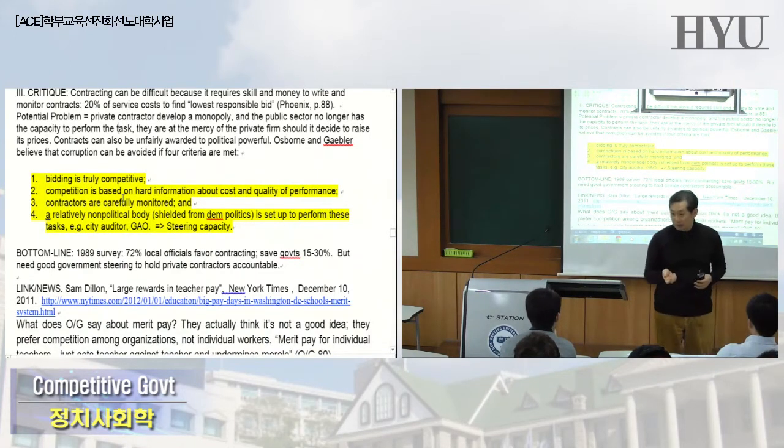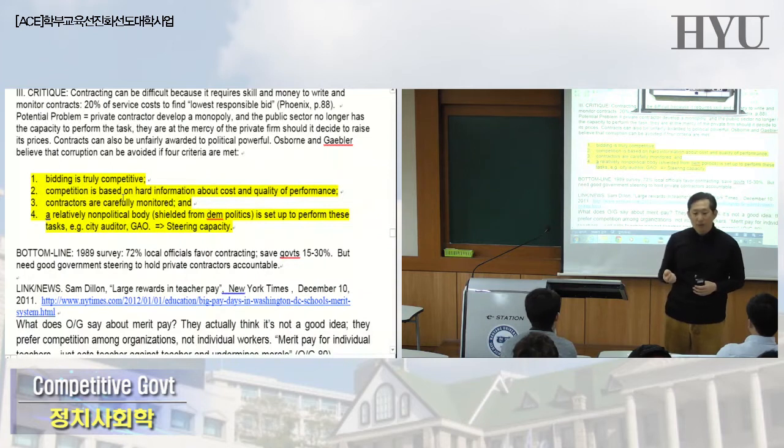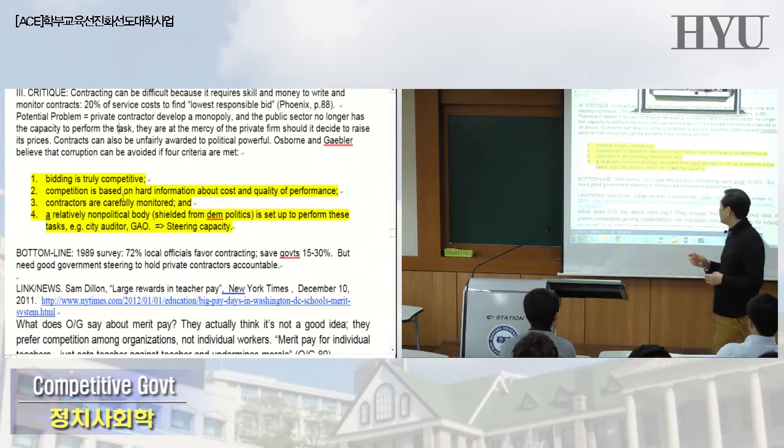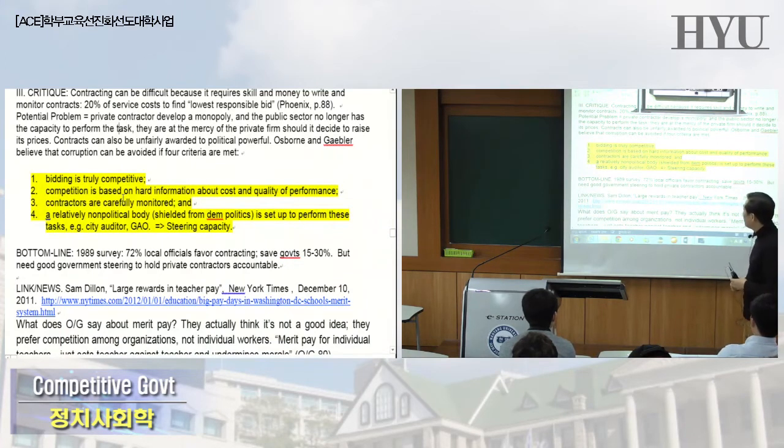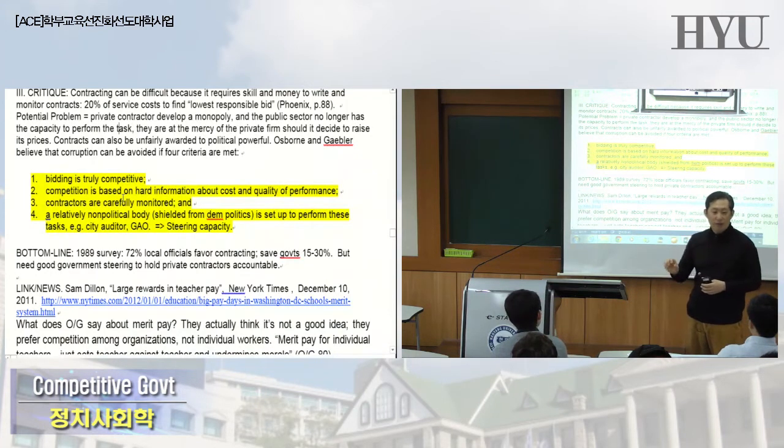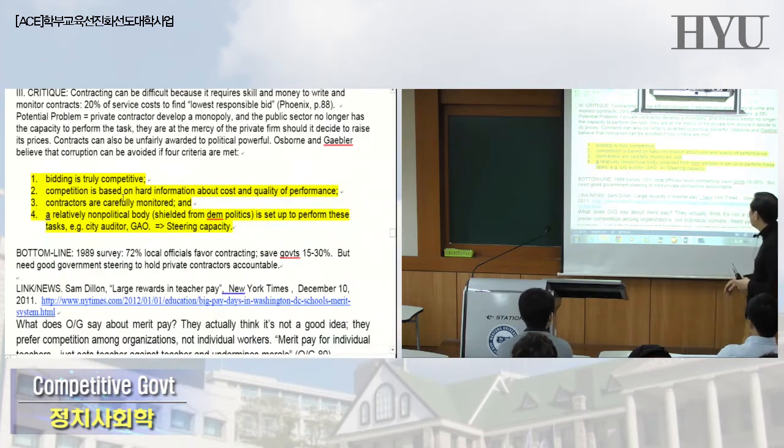Now, if you want to do private competition, you want to get private contractors, you have to do it right. He talked about 4 conditions. One, that bidding has to be truly competitive. You cannot just favor your cousin. Two, that competition is based on hard information. Three, that you carefully monitor the contracts. And four, you need a non-political body to monitor how they're doing. But the bottom line is that most public officials favor contracting. It saves them a lot of money.